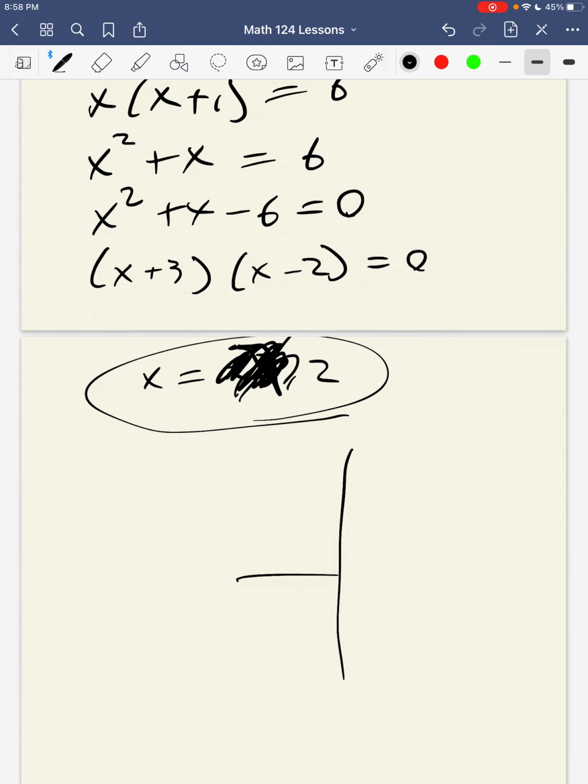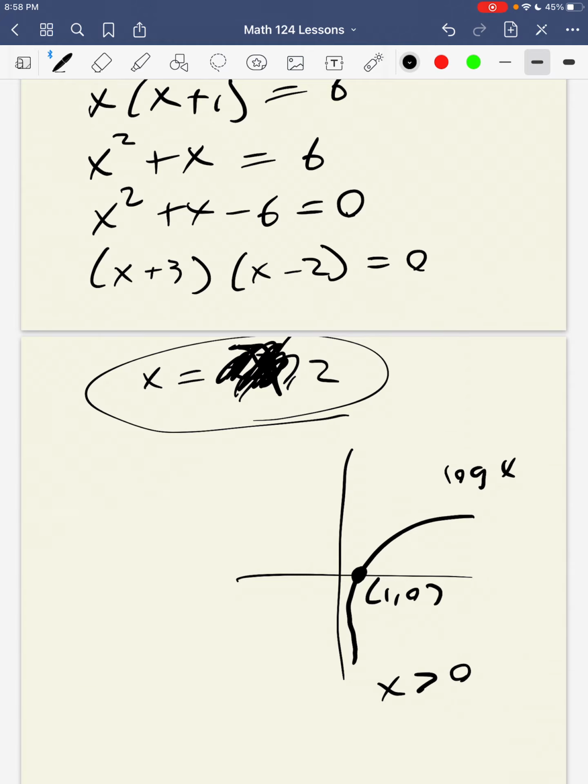If I draw a picture of a logarithm, it looks like this. Log x. So clearly the domain of a logarithm is all the numbers greater than 0. So when you solve the equation, sometimes a solution will be over here, but it's not in the domain, so you have to throw that solution out.